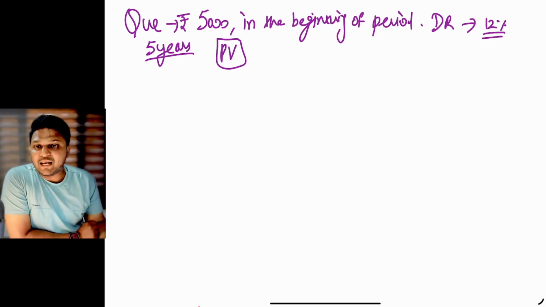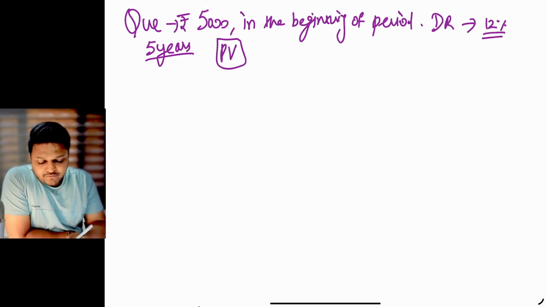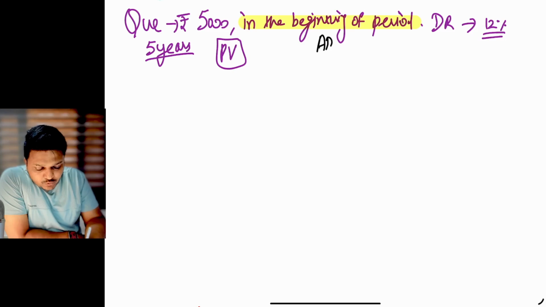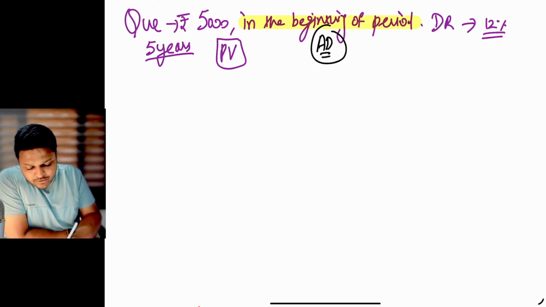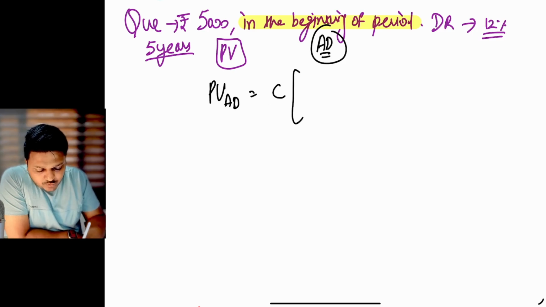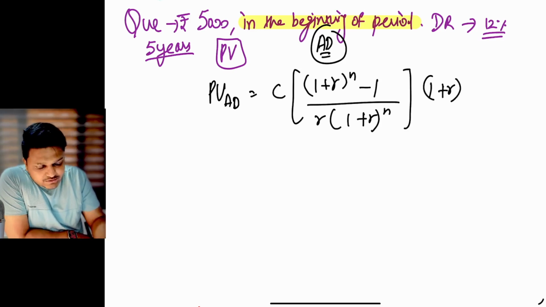What formula will we be applying? First thing first, we know that we are receiving rupees 5,000 every year, so it is forming an annuity, and we are receiving it in the beginning of the period, so it's a case of the annuity due, right? And we have to calculate the present value. So the present value of annuity due formula would be applicable. The formula is quite simple: C into 1 plus r raised to power n minus 1 divided by r into 1 plus r raised to power n, and multiplied by 1 plus r. That's it. This formula is to be applied.